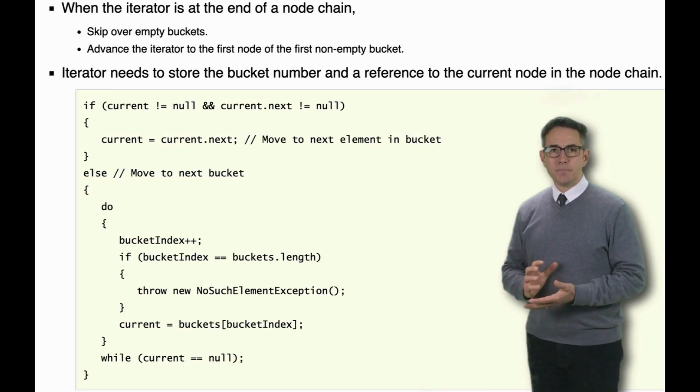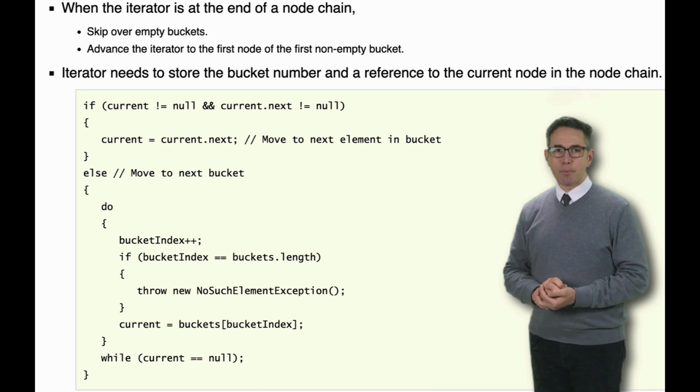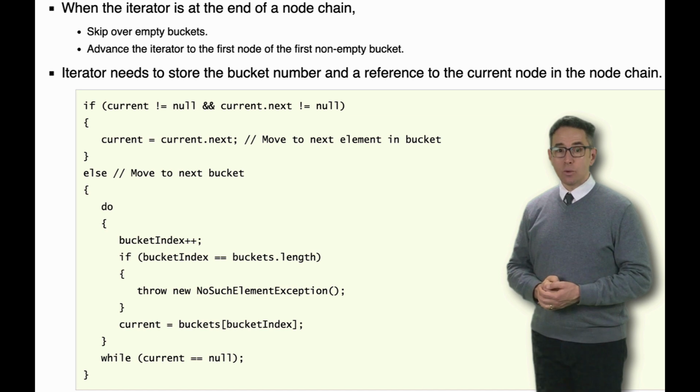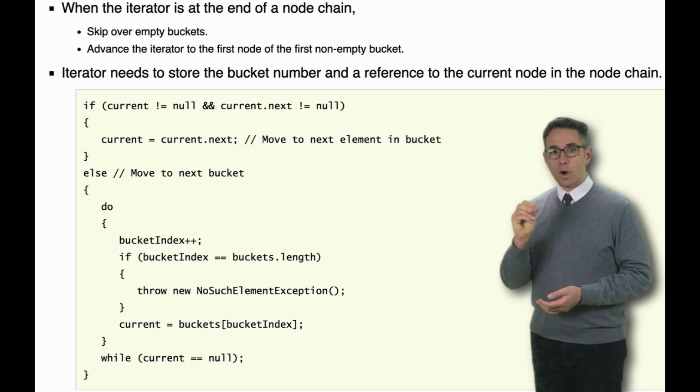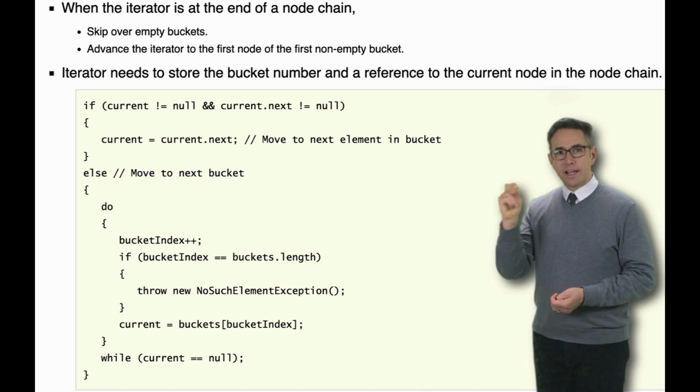Here's the guts of the code that gets executed when we call next on the iterator. What we do is we ask if the current node that we're pointing at is not equal to null, and the next element is not equal to null. That means we're in the middle of a chain and we're walking down the chain, then the next element that we want to return is, we have to walk down that chain. So we say current equals current.next.